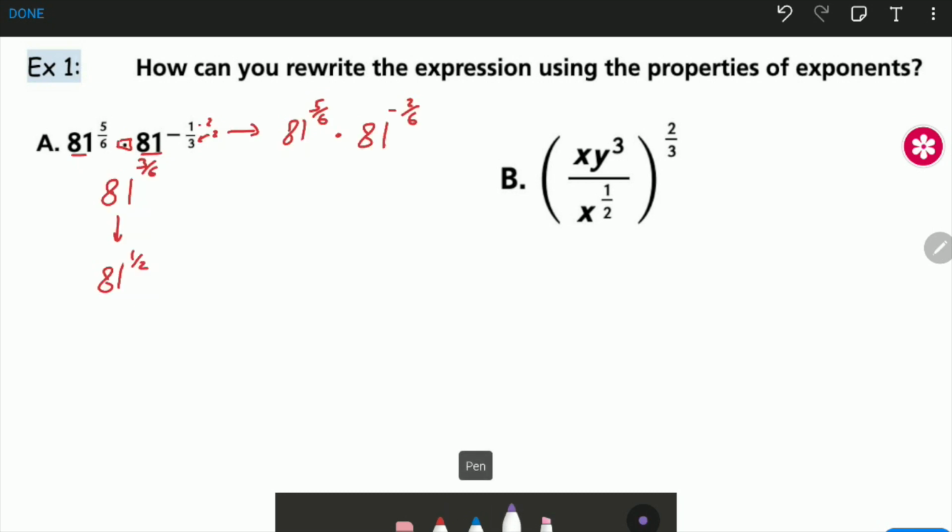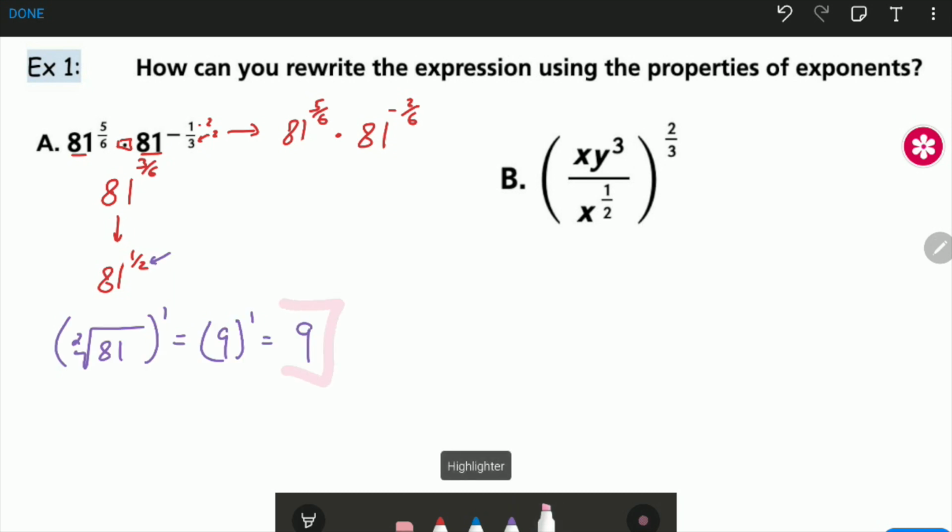Now, in some cases, you may be able to simplify this further, especially if it is a number like it is here. 81, I know, is a perfect square, and I know this fraction corresponds to a radical with a root, or index, of 2. See, it's the second root of 81 to the first power. The square root of 81 is 9, and then 9 to the first power is just 9. So overall, this first expression simplifies into 9.